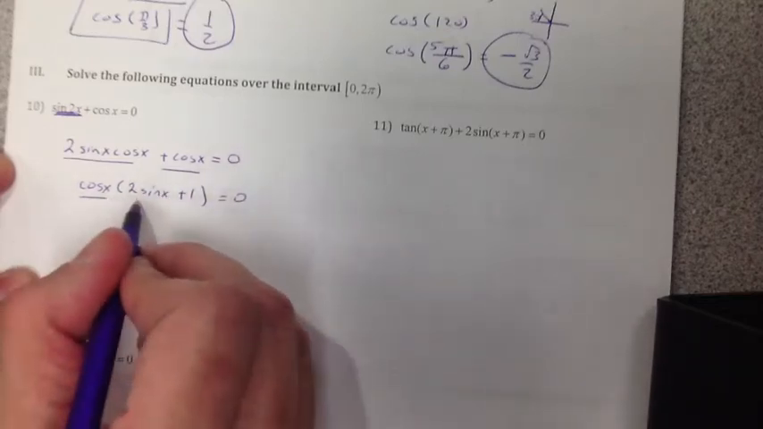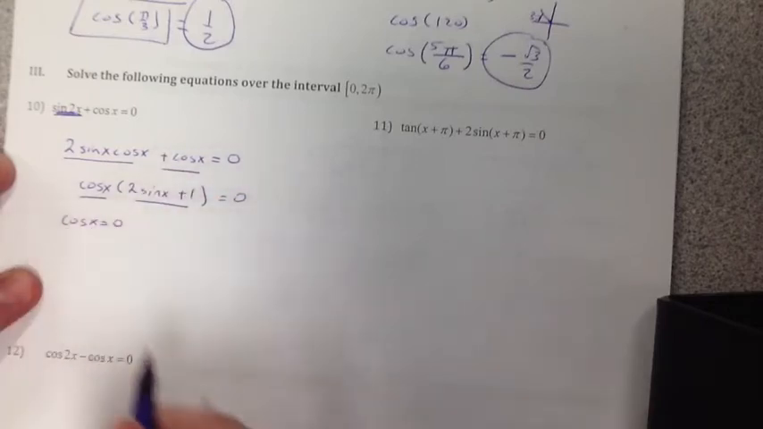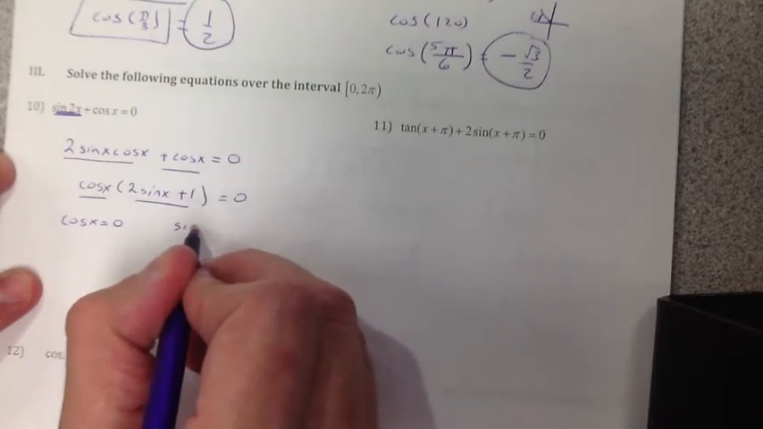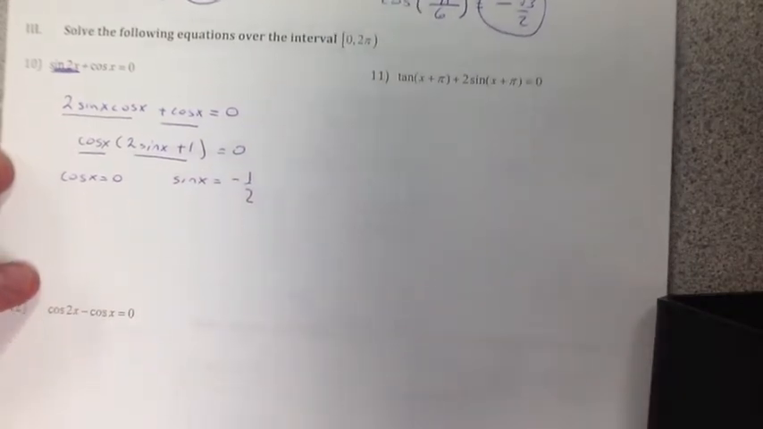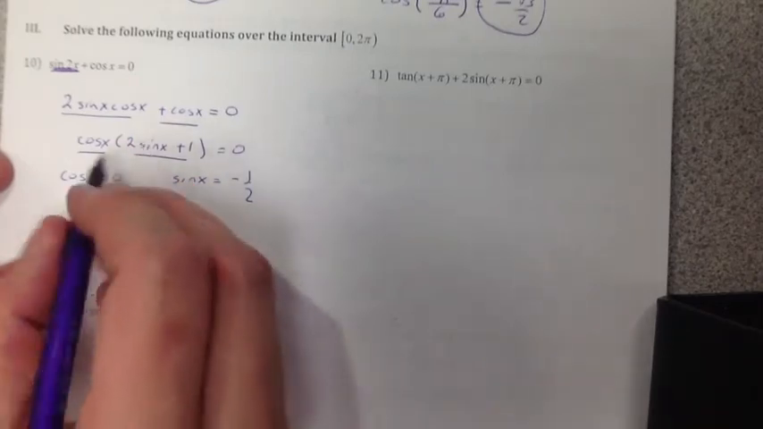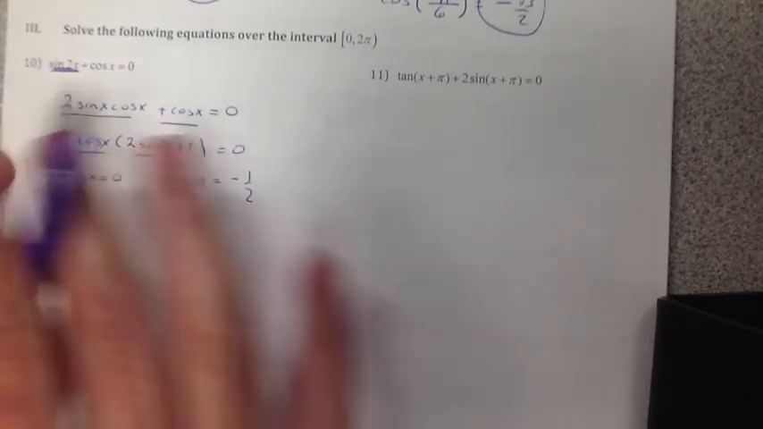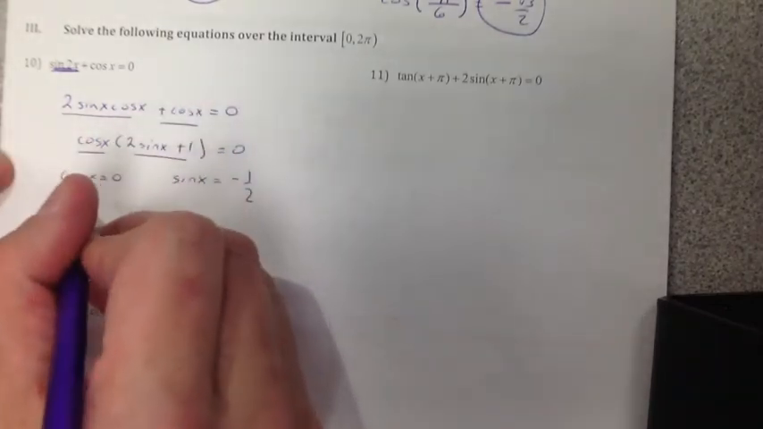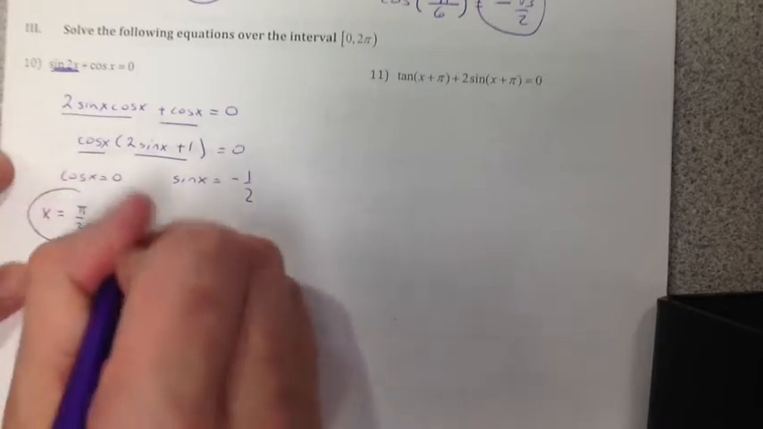Using a little bit of algebra, set them both equal to 0. Here, we get the cosine of x equals 0. Here, the sine of x equals negative 1/2. And now we can just solve this. Where is cosine equal to 0? We should just know that one, right? Cosine is equal to 0 at pi over 2 and 3 pi over 2.